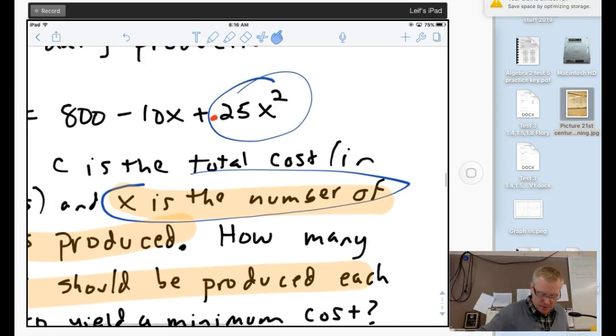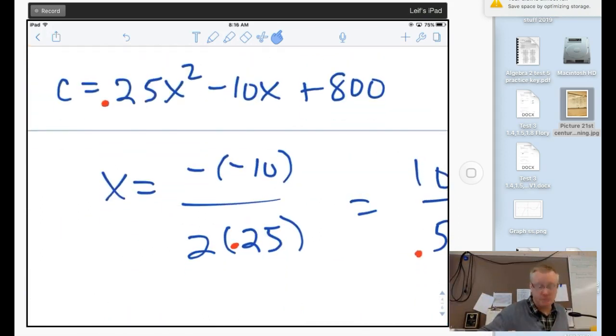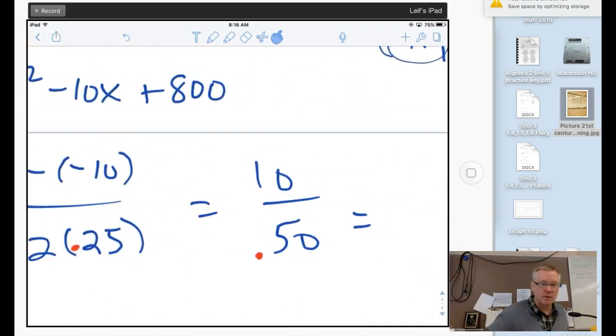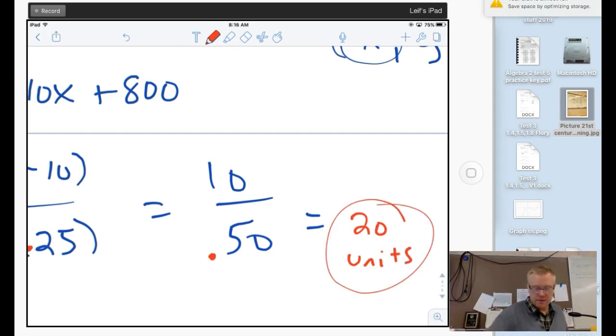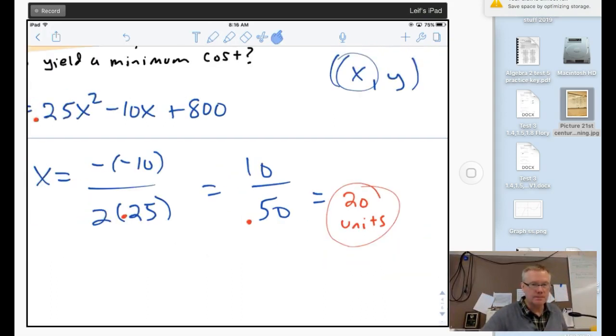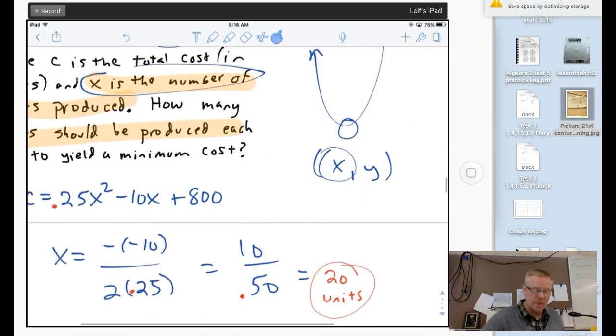So we're going to change our notes there, come back down here, make that 0.25, and then this 0.25, and then I get 10 over 0.5, and when I divide that out, I get 20. So that's how many units lights should be produced. Okay, all right, so that's the answer. I don't have to get the y value because it was just the x's.